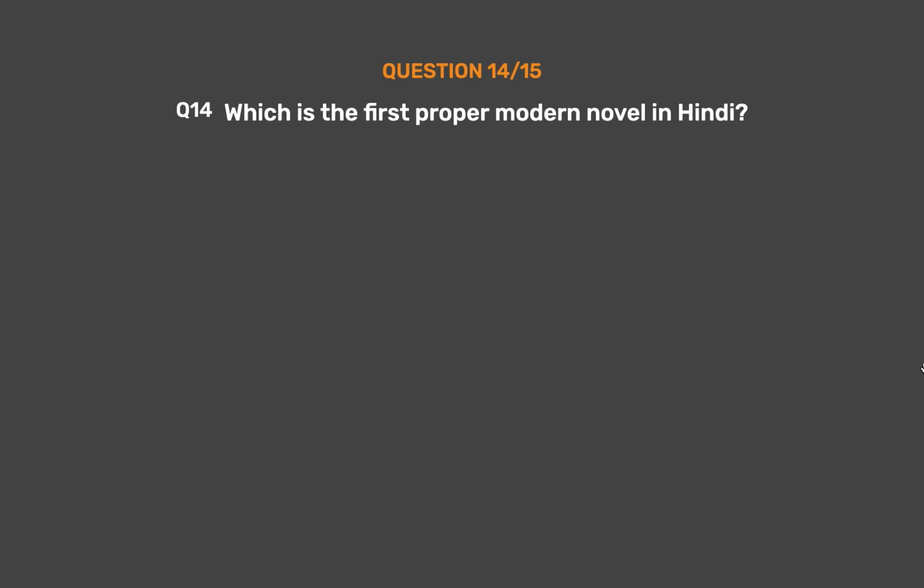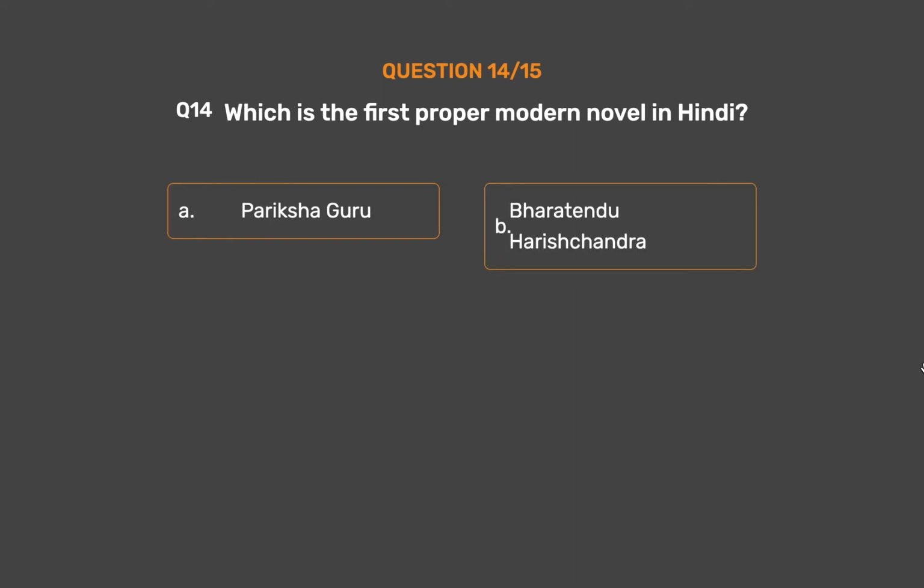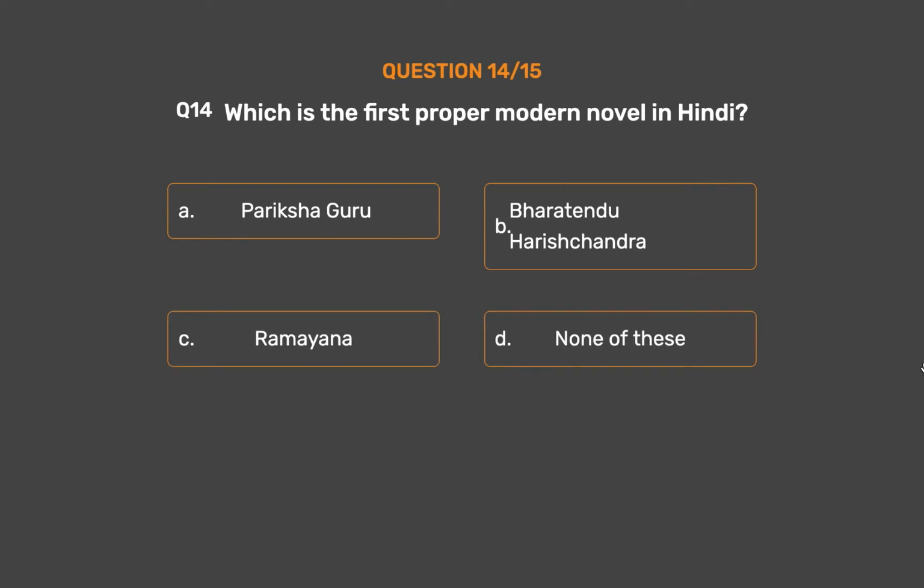Which is the first proper modern novel in Hindi? Option A. Pariksha Guru. Option B. Bhartendu Harishchandra. Option C. Ramayana. Option D. None of these.